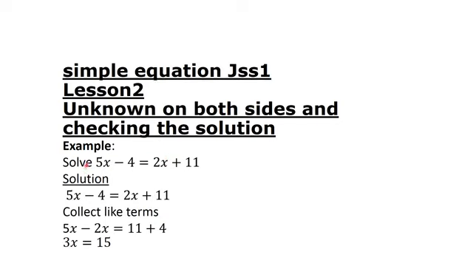We have two unknown. The x here is one side of the equation, and the other side of it you have another x. That is why we call it unknown on both sides. So what you need to do is to collect like terms. Collecting like terms, they will just cross over.